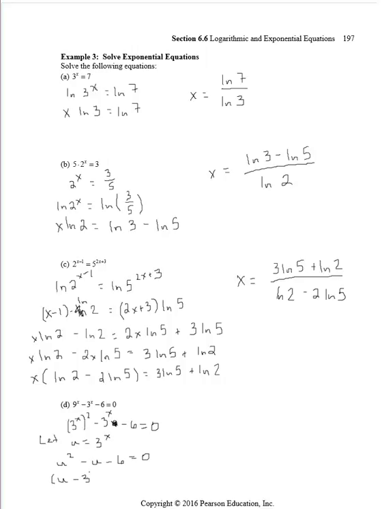So u minus 3 times u plus 2 equals 0. So u equals 3, or u equals negative 2. Now we have to go back in and substitute for u. Remember, u was 3 to the x power. So 3 to the x power equals 3, which means that x has to equal 1, or 3 to the x power equals negative 2. But we're going to throw this one away, because a positive number raised to an exponent cannot be a negative number. So there's no way that equation can happen. So our final answer is that x equals 1. So that's the end of 6.6.